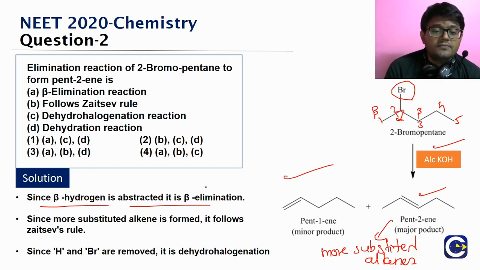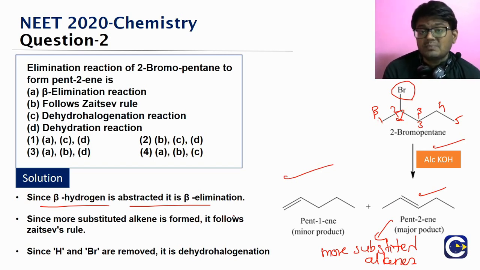So what is this Zaitsev rule? It basically says that when there are two possibilities of getting alkenes in an elimination reaction, the major one will be the alkene that is more substituted. What do you mean by a substituted alkene?